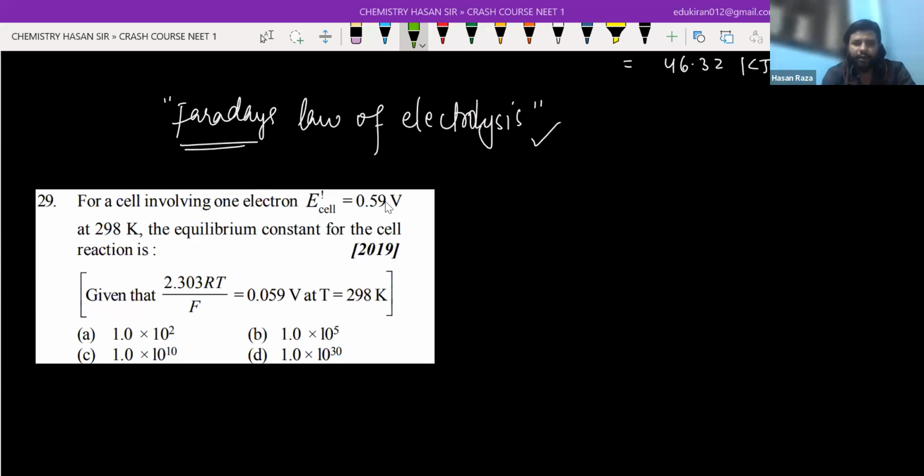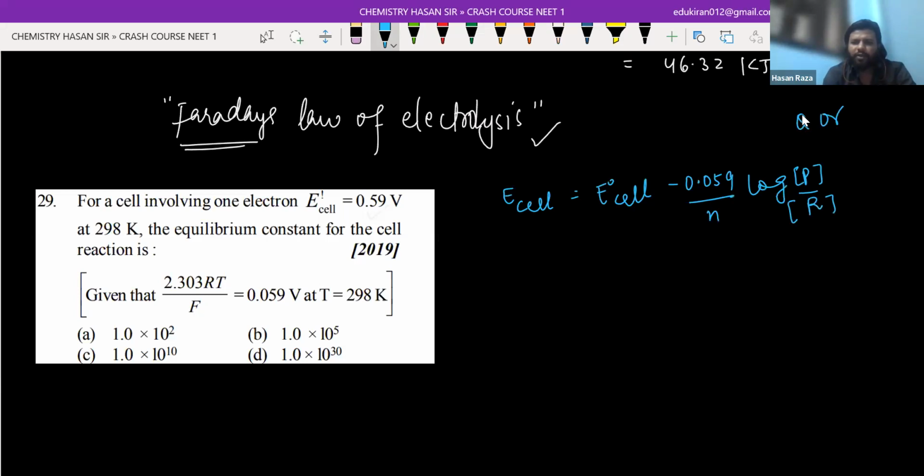As you can see, E naught cell is given. First of all, what is the formula for E cell? That is your Nernst equation. E cell is equal to E naught cell minus 0.059 upon n log product upon reactant. This product upon reactant is Q or K. Q is your reaction quotient and K is your equilibrium constant. In the question you can see this is your equilibrium constant.